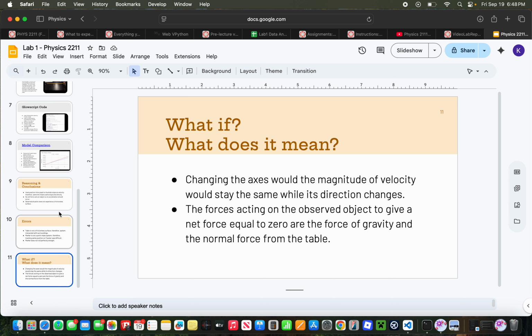And then the forces acting on the observed object that give a net force equal to 0 are the force of gravity and the normal force from the table. That's what gives it no movement in the y direction, and then it was assumed to have no force in the x direction. However, it did experience some friction.